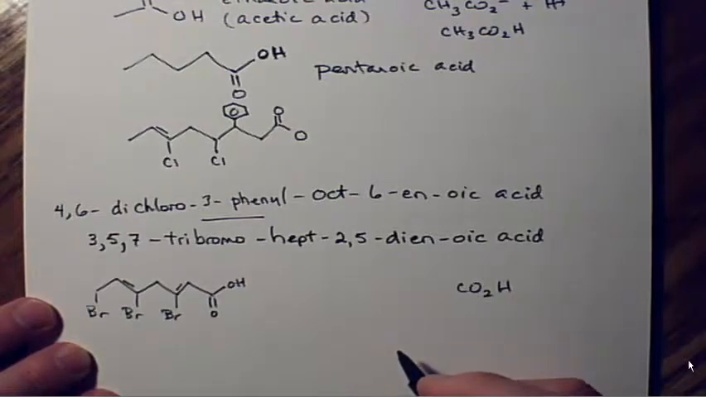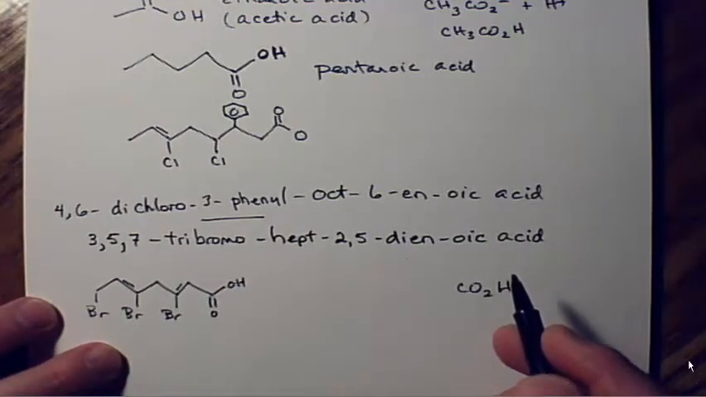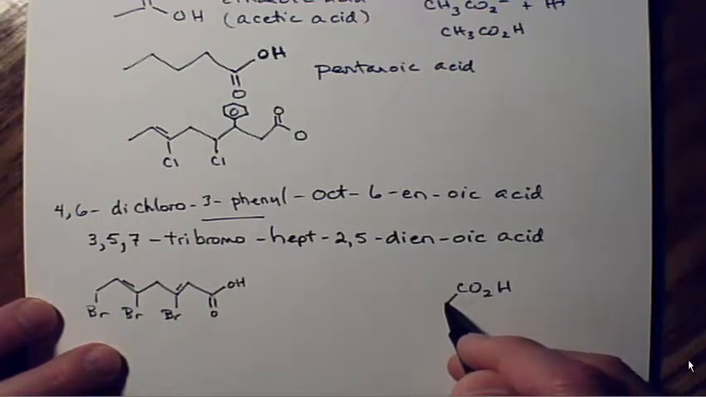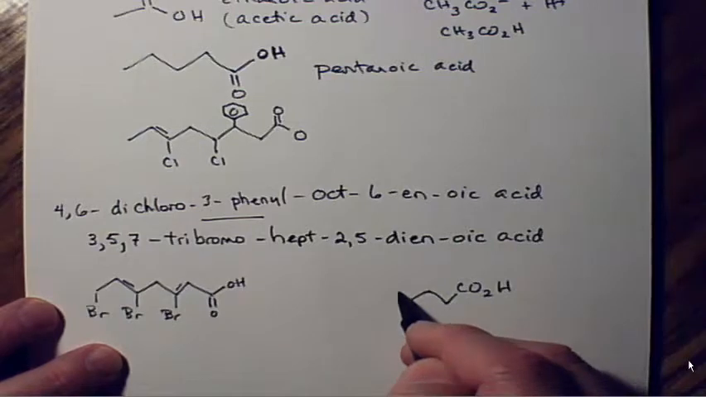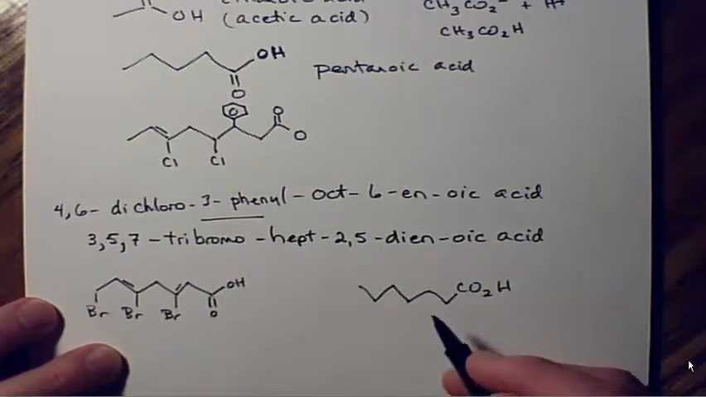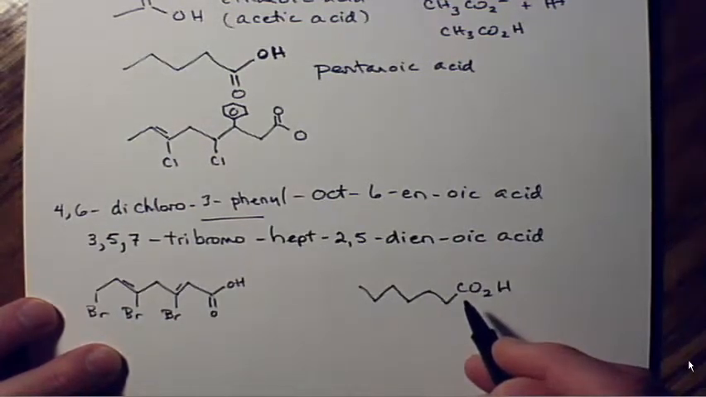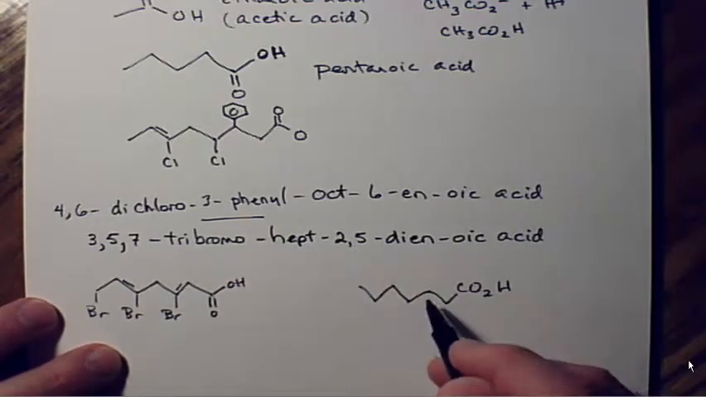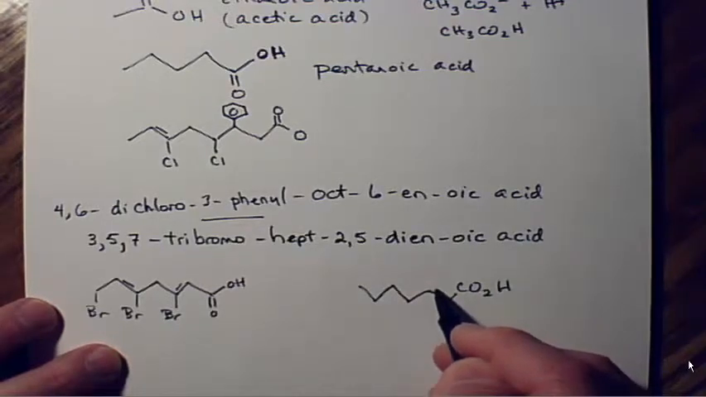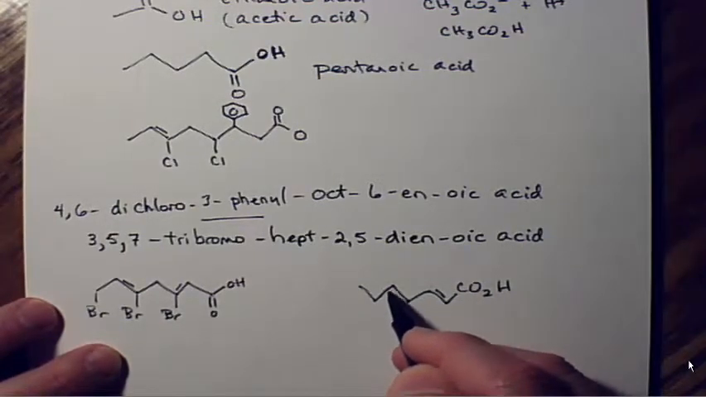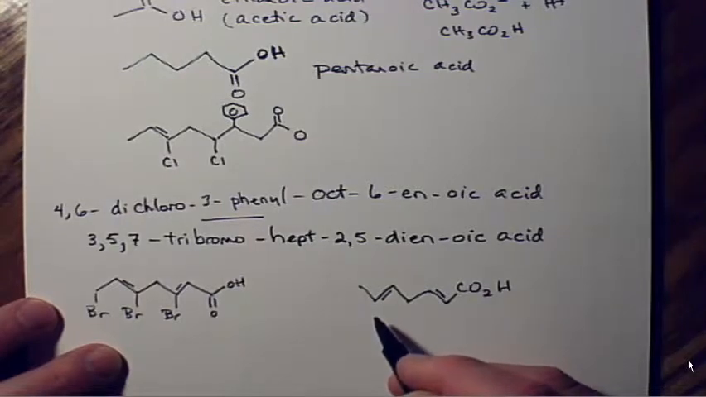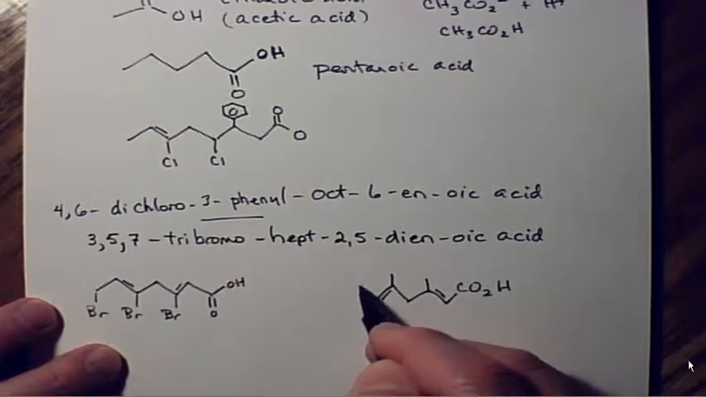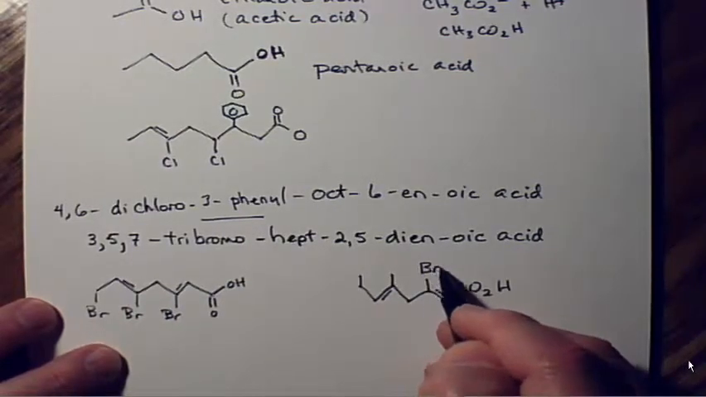So you could have put the OH on the other side, right? Yep. Sure, let me show you that too. So if this is carbon number 1, 2, 3, 4, 5, 6, 7, and we're going to have a double bond between 2 and 3. 1, 2, there's a double bond. 3, 4, 5, there's a double bond. We're going to have bromos on 3, 5, and 7. 1, 2, 3, 4, 5, 6, 7. There's our bromo groups.